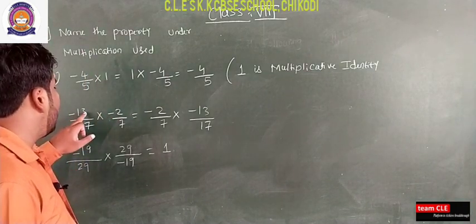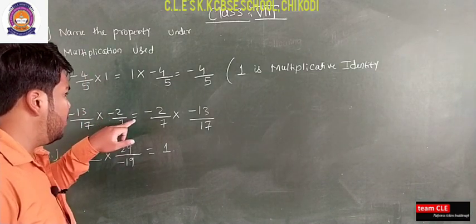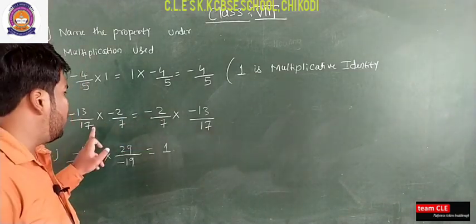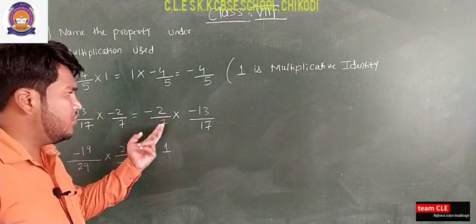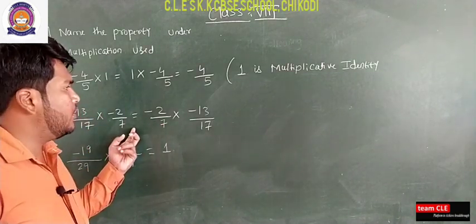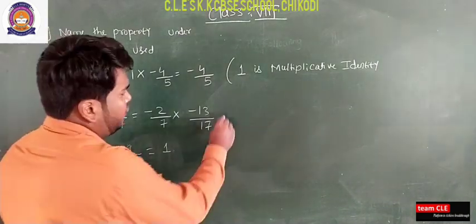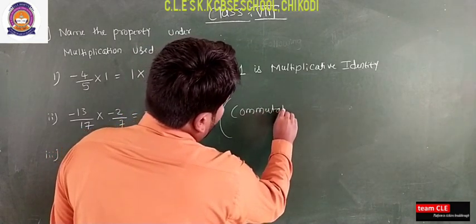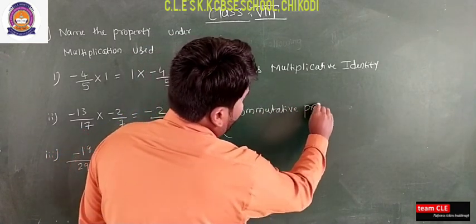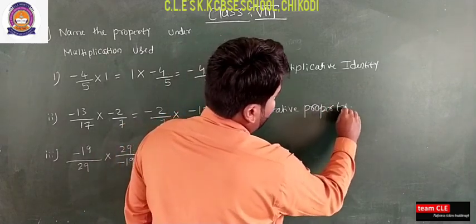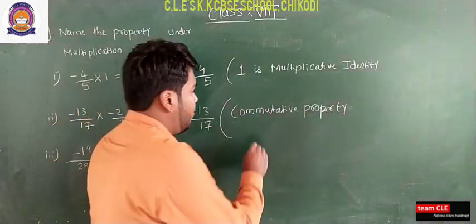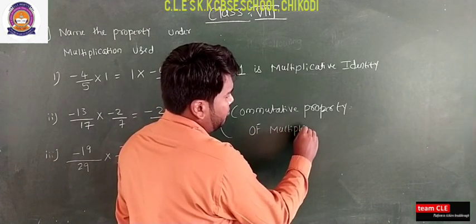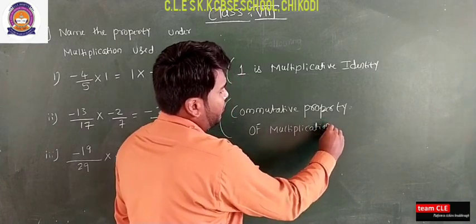Next one: minus 13 by 17 into minus 2 by 7 equals minus 2 by 7 into minus 13 by 17. This you already know, the numbers are just interchanged, so you can write this as the commutative property of multiplication. Commutative property of multiplication. So this is the property of multiplication.